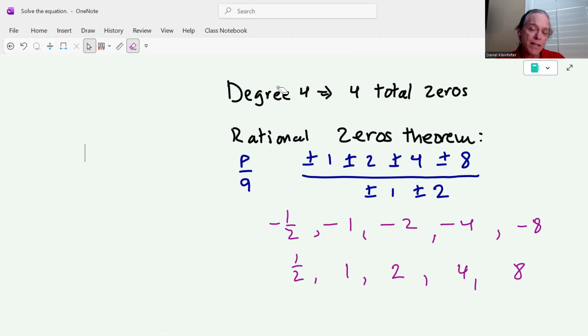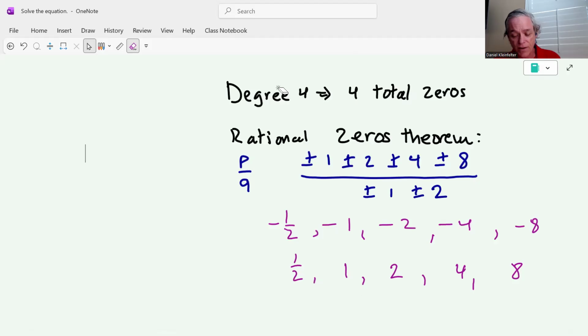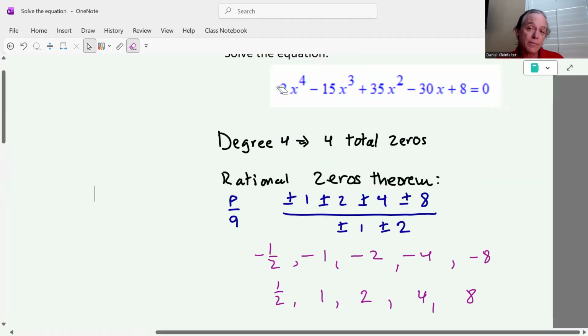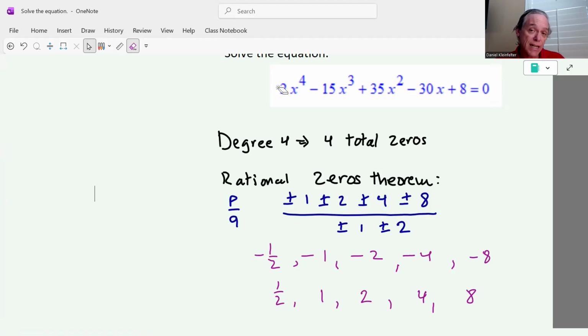And that's 10 possibilities. If we're going to systematically divide the left-hand side of our equation by the corresponding linear polynomial, we'd have to do this 10 times potentially to locate zeros. And so we want to see if we can use Descartes' rule of signs to lower the number of potential zeros that we would need to check.